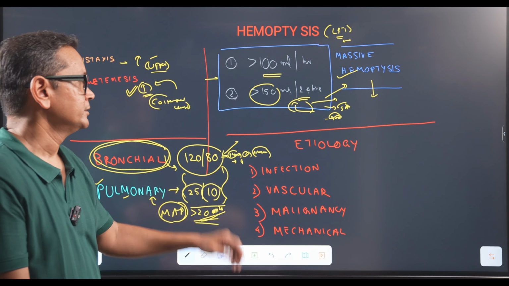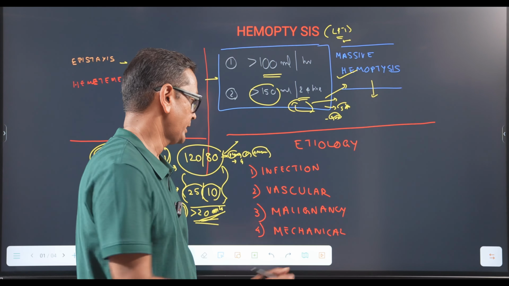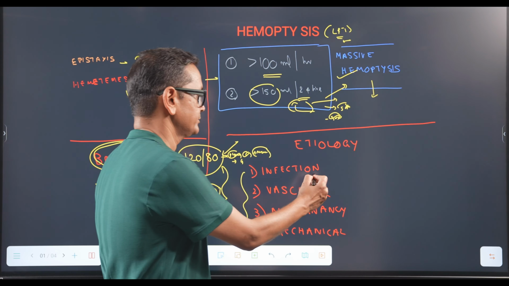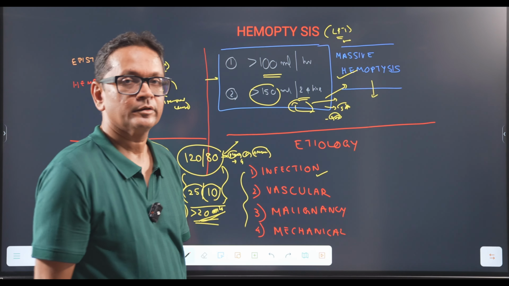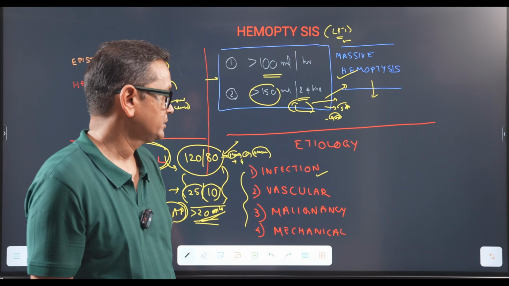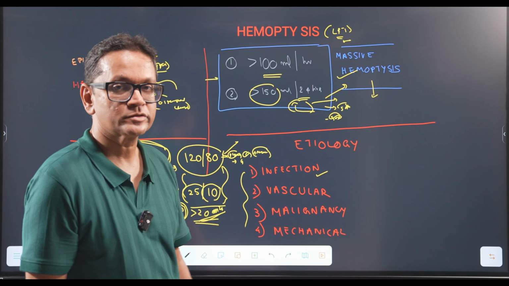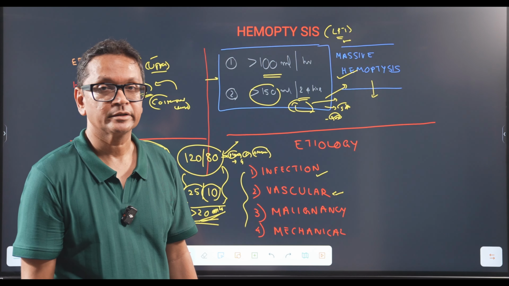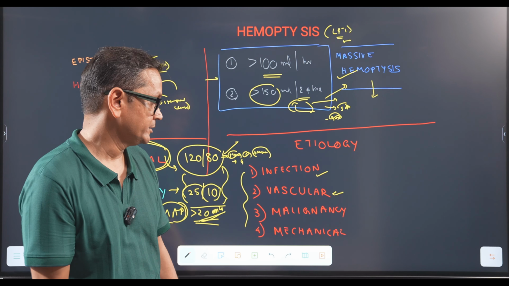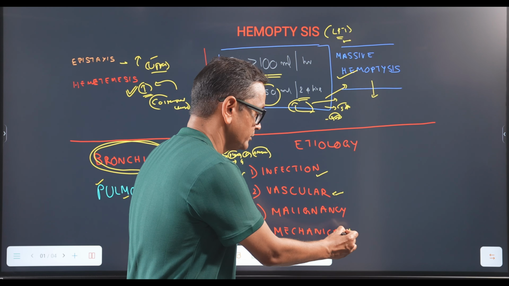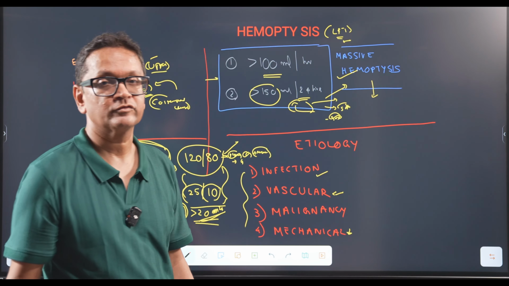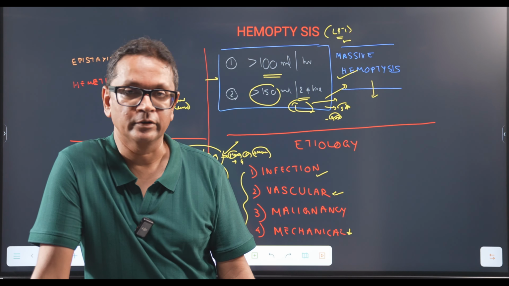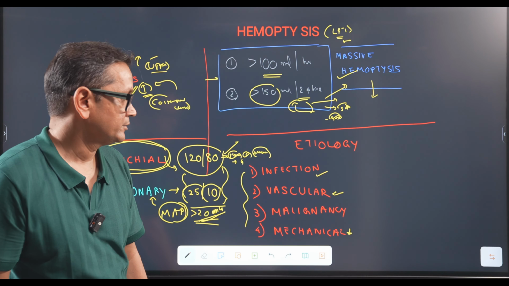Coming to etiologies of hemoptysis, I have broadly divided into 4 categories. Infections, can be viral, bacterial, fungal, kind of those things. Vascular, aneurysms, shunts, kind of those things. Malignancies, either primary or metastatic. Last one is mechanical, especially in the setting of modern usage of anticoagulants and antiplatelets. If some procedure is carried out in lungs or heart, they can lead to hemoptysis. Let's go to next slide.